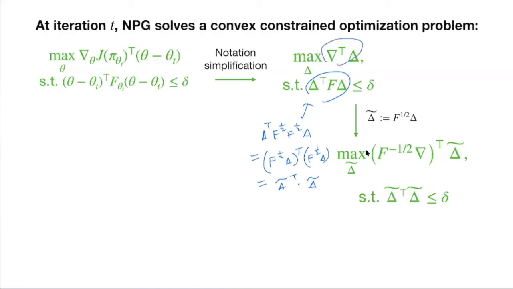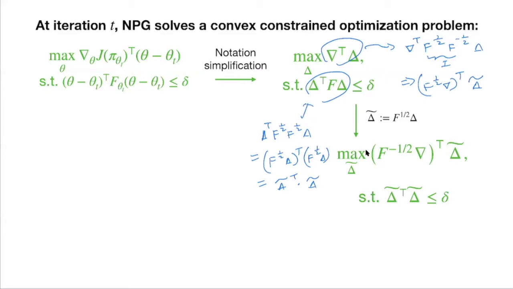And for the objective function, let's just do this trick. I multiply by F squared and then immediately multiply by F^(-1/2), times delta. So this is an identity matrix, which means this becomes (F^(-1/2) gradient) transpose times tilde delta. I just did this change of variable trick, rewriting everything in terms of tilde delta now.